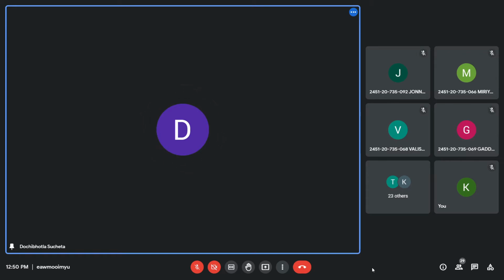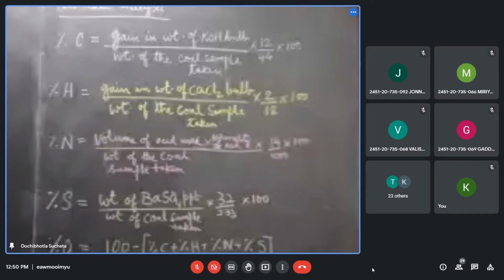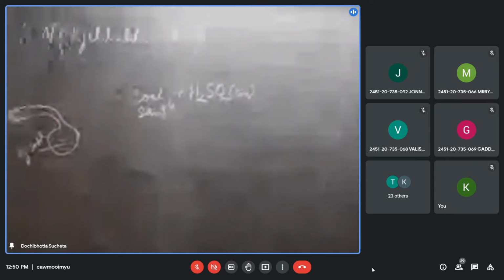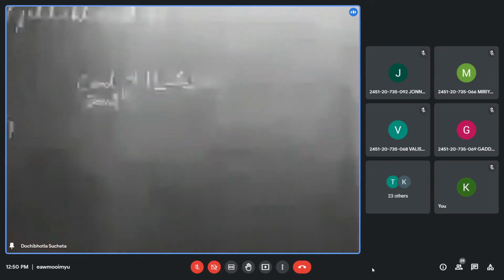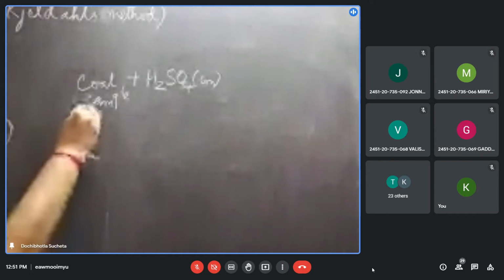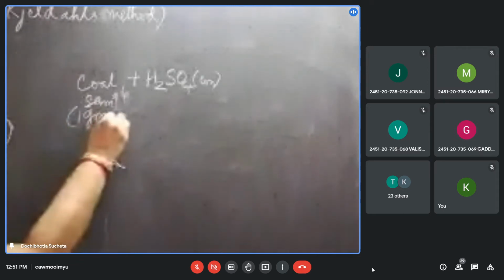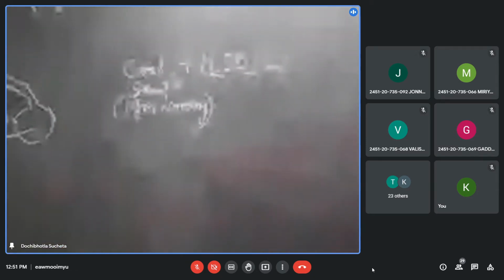Now I'll start explaining. The procedure is very simple. That's a very crude diagram of the Kjeldahl flask. I take 1 gram of coal sample. I exactly weigh and powder 1 gram of coal sample, that is 1000 milligrams, and I'll put that in this Kjeldahl flask.